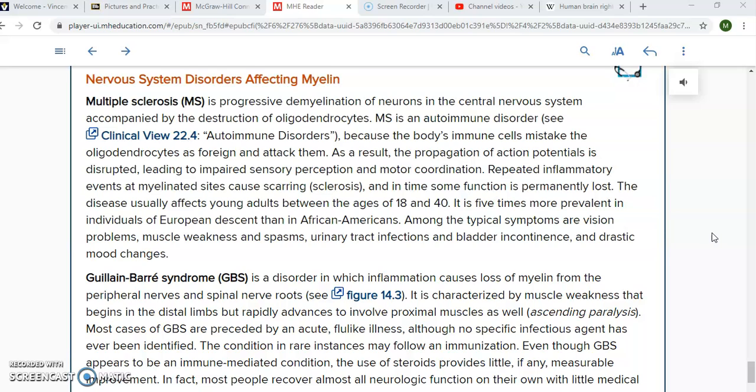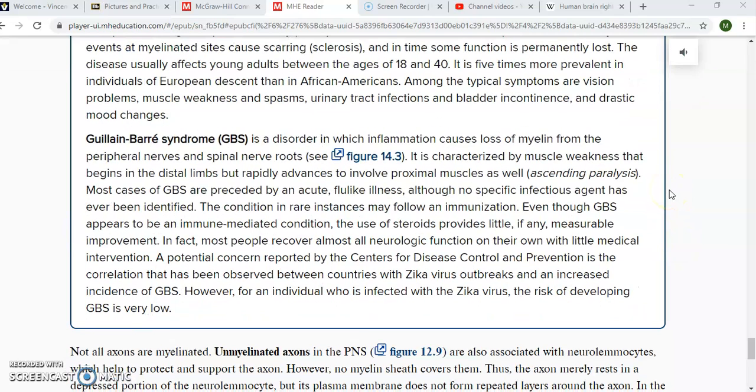All right, the other disorder is called Guillain-Barré syndrome, and this is a disease that also causes loss of myelin, but it does so in the peripheral nervous system, around the peripheral nerves and even around the roots of the spinal nerves coming off of the spinal cord. It causes muscle weakness that can progress to paralysis. They don't exactly know the direct cause of this particular disorder.